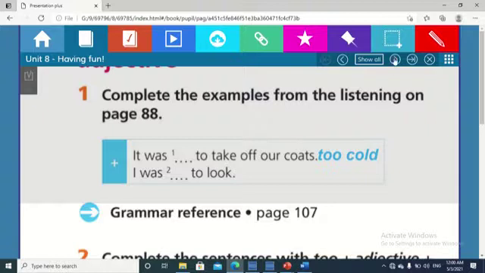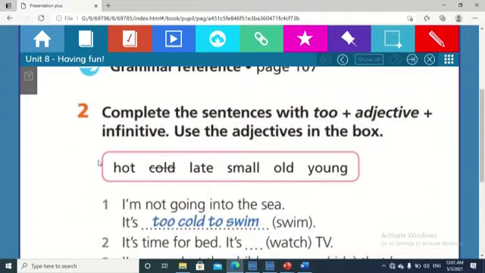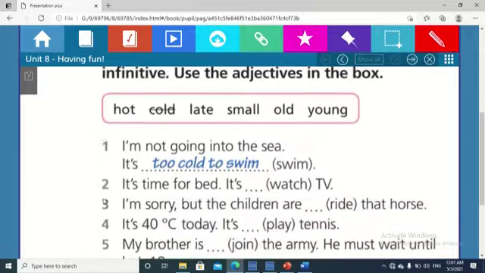I was too embarrassed to look. So when we have a lot of something that makes it very difficult to do something, it's too. Not very. So look at too, complete the sentences with too plus adjective. In all the sentences here we are describing the situation in which it's very difficult to do something. So I'm not going into the sea. I can't do something. Why? It's too cold to swim. It's time for bed. It's what?